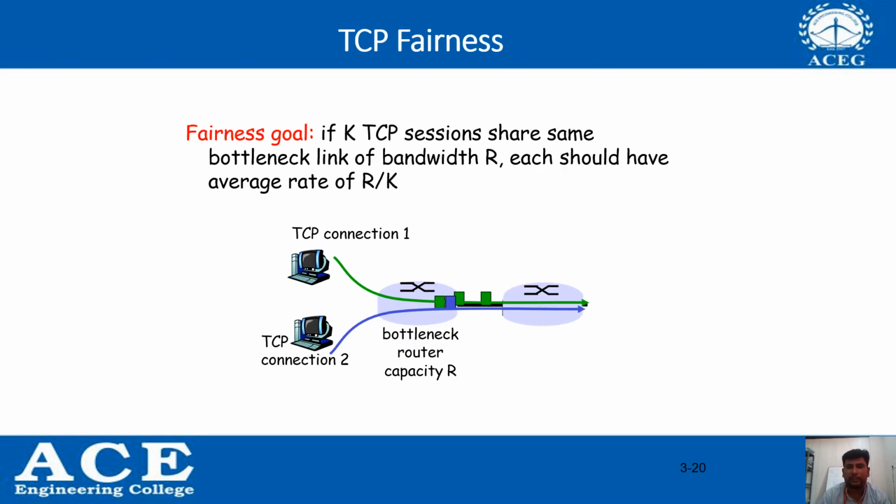Right. So let's next talk about TCP fairness. In TCP fairness, for instance, there are K connections. In this reference, we have two connections. If these K connections share the same bottleneck link of bandwidth R, so my total bandwidth is R and there are K sessions, what should happen? Each should be given an average rate of R by K. So in this case, each of them will be given a share of R by 2.